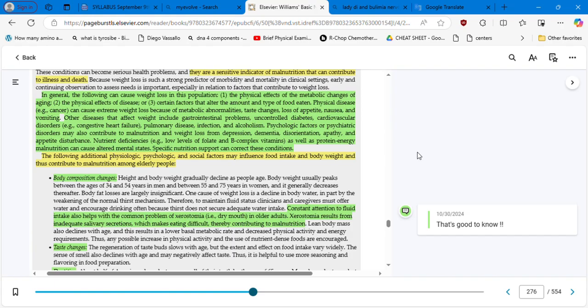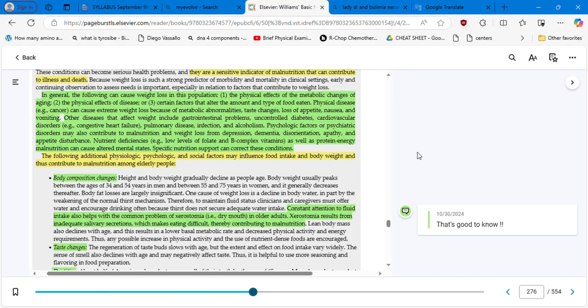Psychological factors or psychiatric disorders may also contribute to malnutrition and weight loss, from depression, dementia, disorientation, apathy, and appetite disturbance. And this is related to the mental state, right? Lack of visitors in the long-term facilities, loneliness, right, lack of interest because they are at the end of their life, so they are not interested in going on. Nutrient deficiencies, low levels of folate and B-complex vitamins, especially if they are having problems in the gastrointestinal tract, as well as protein energy malnutrition can cause altered mental states, right? So if they are in a nursing home or long-term facility, they don't have the budget to provide enough protein daily. So that's going to be the consequence. A specific nutrition support can correct these conditions.